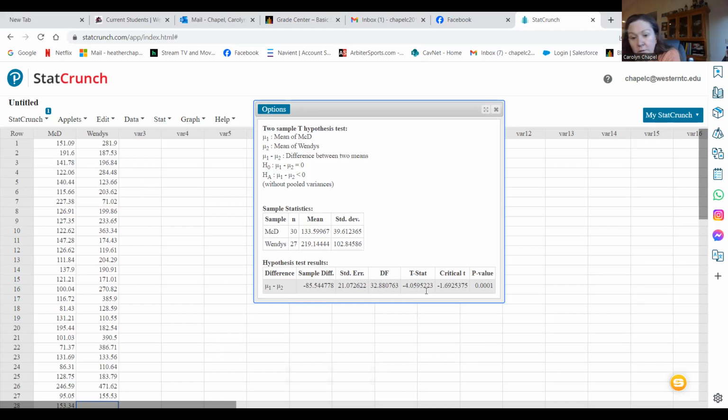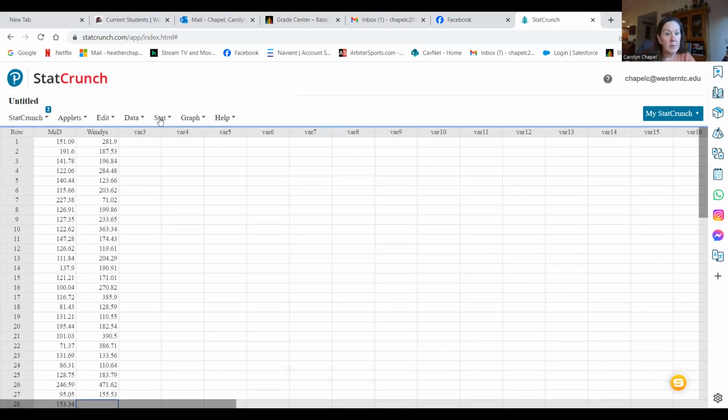Our critical value is at negative 1.69. And then our p-value is 0.0001. Make sure I get enough zeros in there. All right, so I'm going to close this. Again, I went through all of the pieces. We're going to do it again because I need that confidence interval as well.